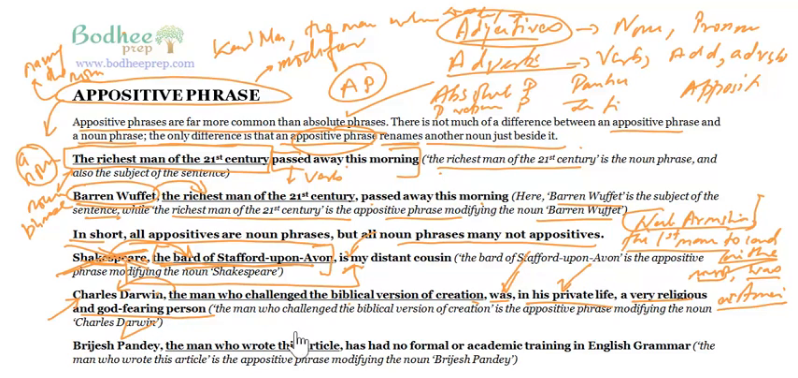Brajesh Pandey, the man who wrote this article, has had no formal or academic training in English grammar. So here we have the subject of the sentence, and we have the verb. Brajesh Pandey has had no formal or academic training in English grammar. And what is the modifier? The man who wrote this article. And this is basically the appositive. So appositives are basically modifiers, and they modify the noun that comes immediately beside them, just beside them. And most appositives are nothing but noun phrases. But because they act like modifiers, we have a different name. Instead of calling it a noun phrase, we call it an appositive phrase.